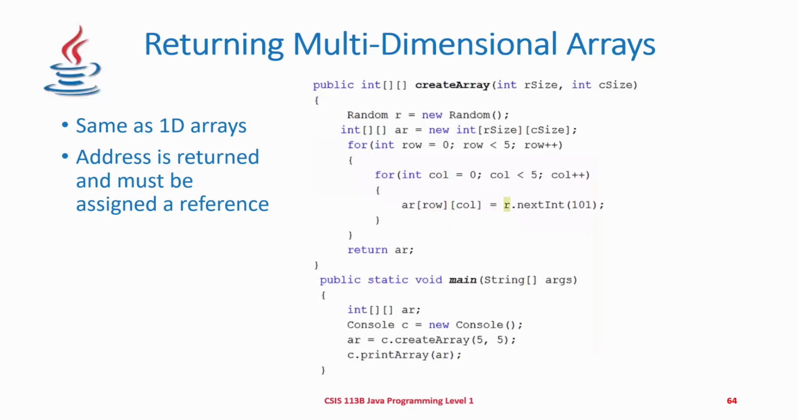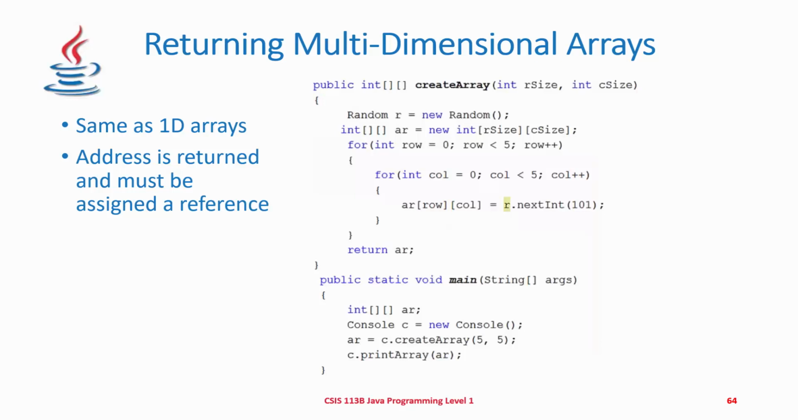So just like a 1D array, we're passing the address of the 2D array around as we're using it for parameters and whatnot. In this example, the create array custom method is going to return a two-dimensional array, and it takes in two values. One's going to represent the row size and the other's going to represent the column size. So we use the R size and the C size when we're declaring the new integer two-dimensional array that's going to be named AR. It's going to be equal to new int, and then R size, C size. R size in the first brackets for row, C size in the second brackets for column.